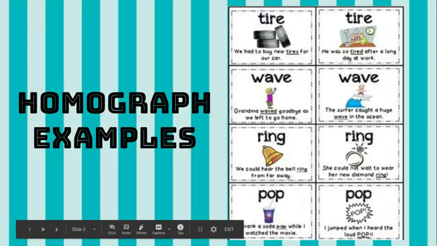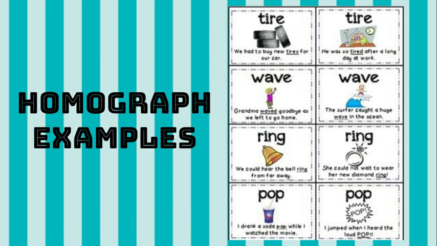Let's look at some examples of some common homographs. First, you see the use of the word tire in two different ways. First, we have a tire like you might have on a car. And then tire, the second one, is more like a feeling you would have when you are sleepy.